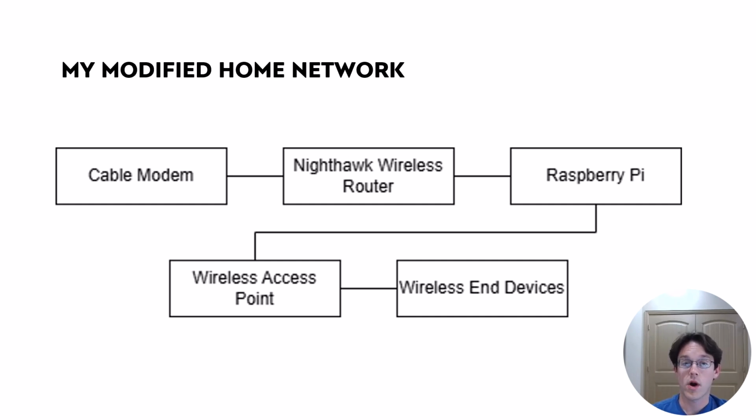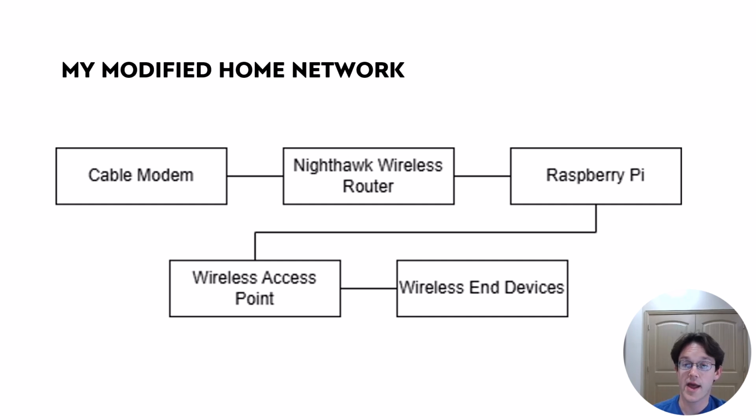With my Nighthawk wireless router, we were not using the wireless mode. I turned it off. And I configured the Raspberry Pi to act as a bridge by connecting the Nighthawk wireless router into the Ethernet port, and then having a USB to Ethernet adapter connected to the Raspberry Pi, which connected to the wireless access point.